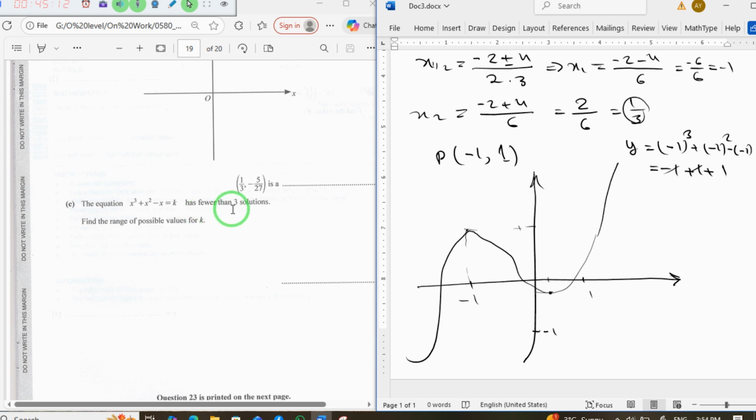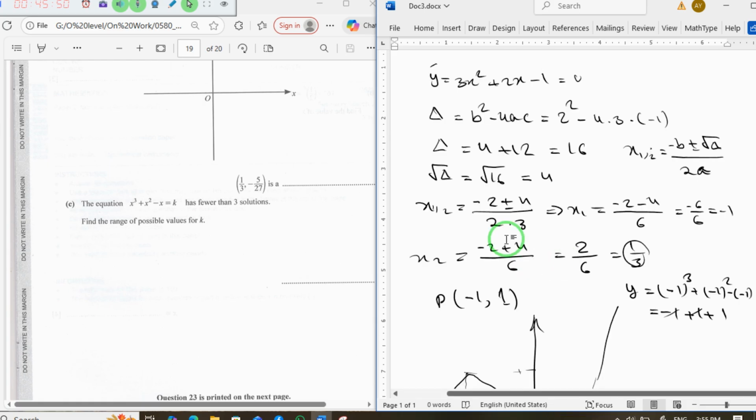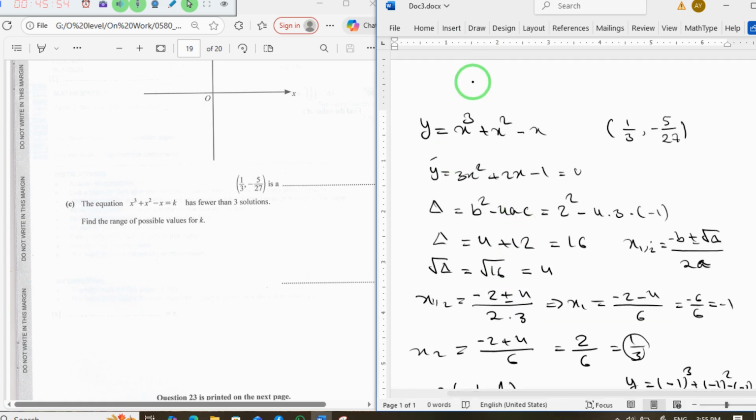And part C, the equation x cubed plus x squared minus x equal to k has fewer than 3 solutions. Find the range of possible values for k. Okay, how do we solve this one? It's repeated, so I actually work this with red color because it's similar.